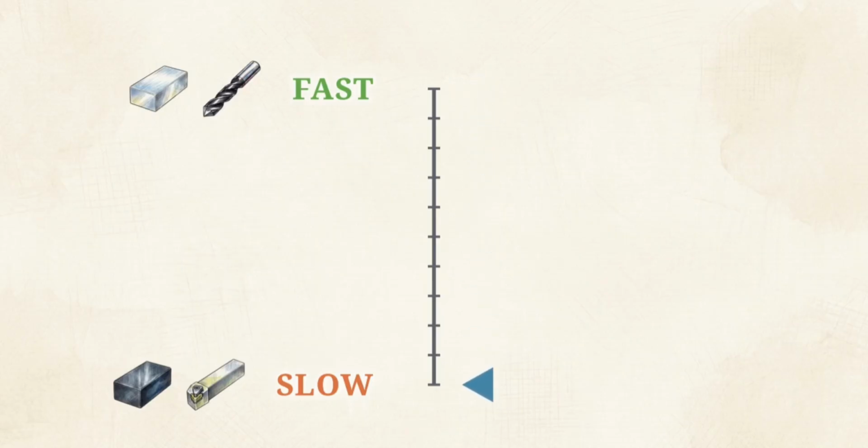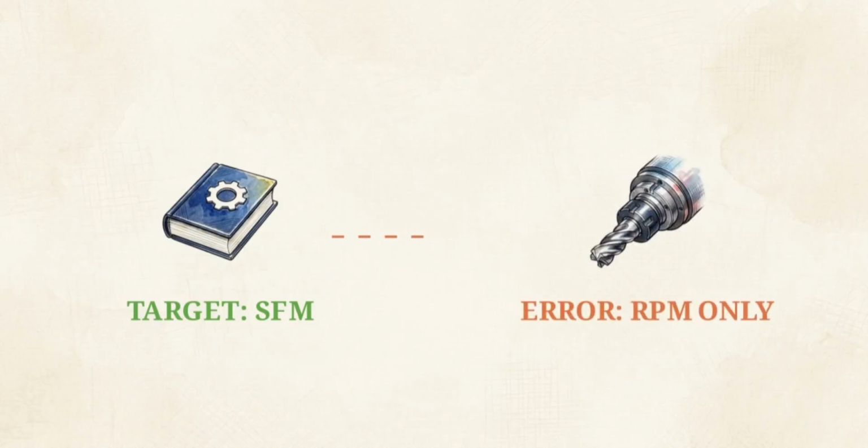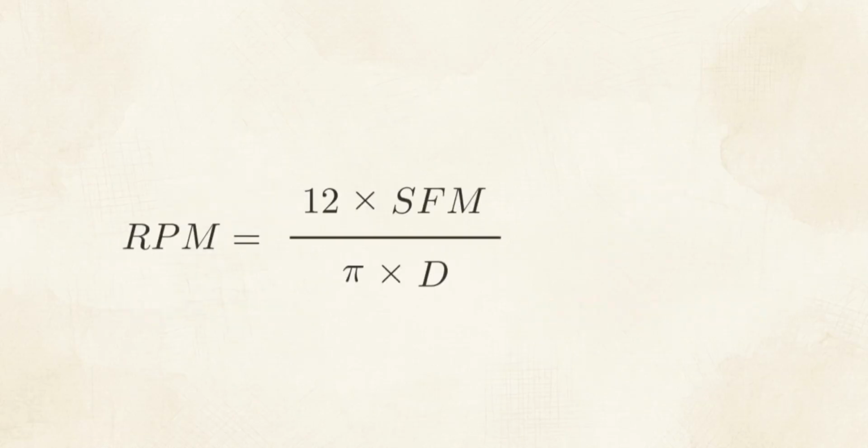Tool manufacturers provide your target cutting speed in surface feet per minute, or SFM, but your CNC machine only speaks in RPM. To translate, you use the imperial formula. Multiply your target SFM by 12, then divide that by pi times the diameter of your tool.